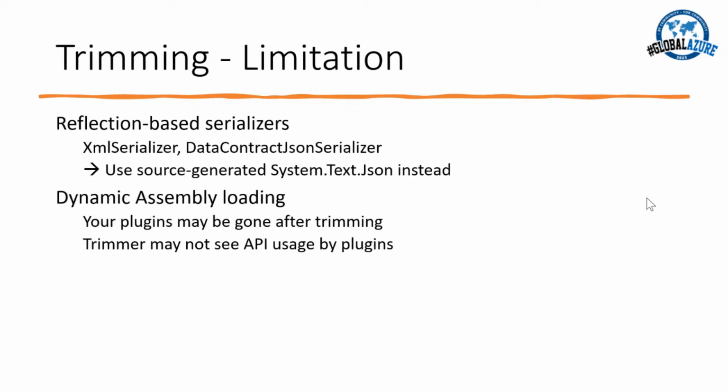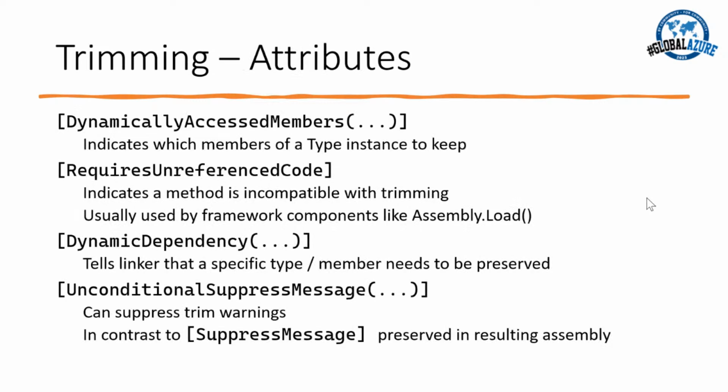Dynamic assembly loading, again, if you trim away DLLs that are not used, your plugins might be gone if you have a plugin architecture. So the trimmer will not see an instantiation, for example, of a class of an interface or implementation of an interface that's only done via reflection or by dynamically loaded assembly. So that might just be gone. There are ways to deal with that.